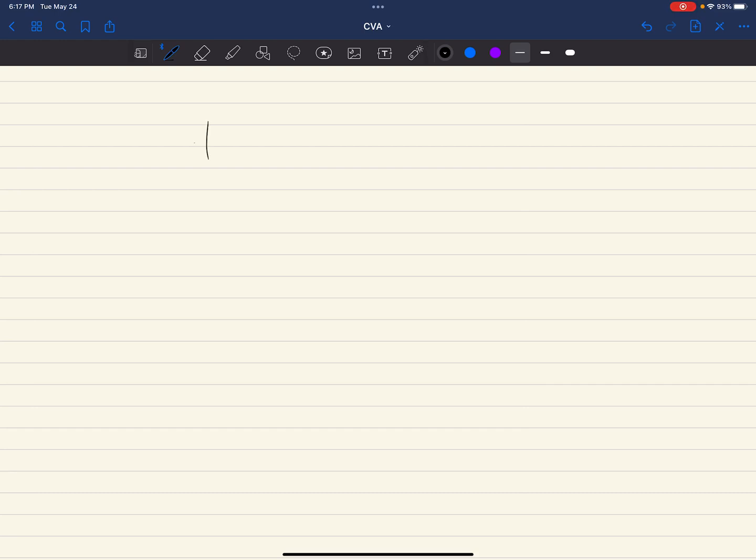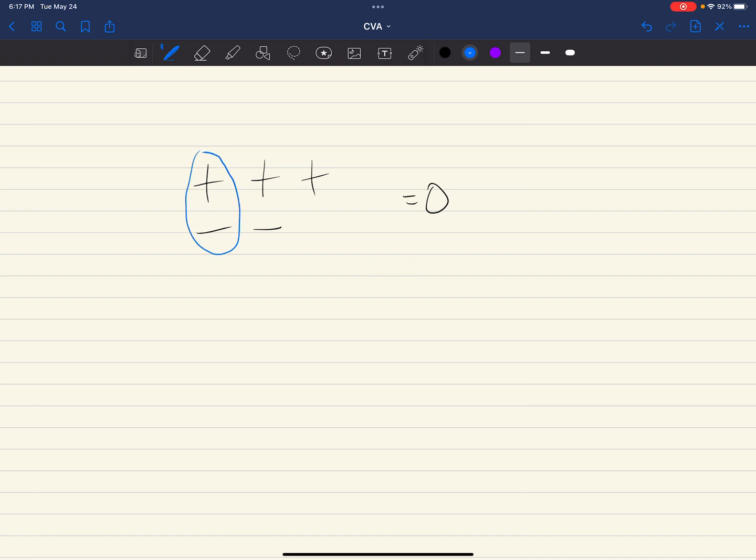So let's just say I had three positive counters and two negative counters. If I see this right here, I want to make this entire thing equal to 0. But if you take a look, this positive counter and this negative counter equal 0, and that's equal to 0. But currently, there's one positive counter left over, so this does not equal 0. In fact, this would equal positive 1 because there's one positive counter left over.